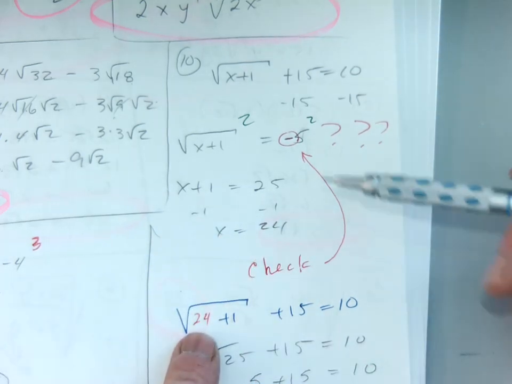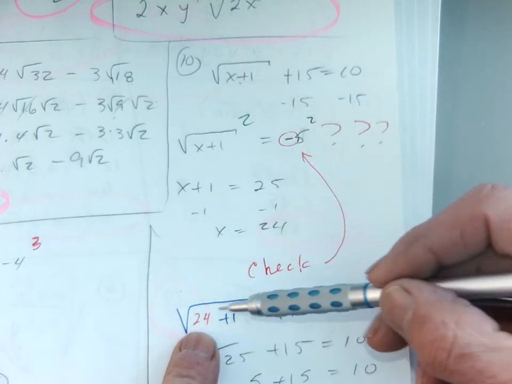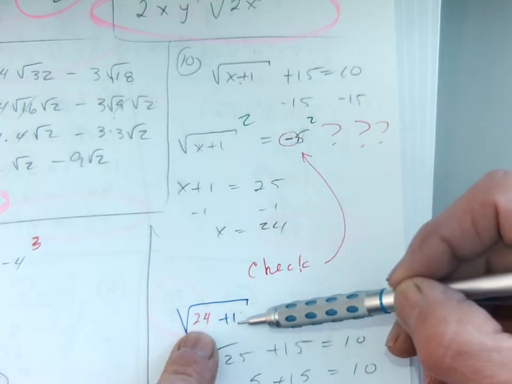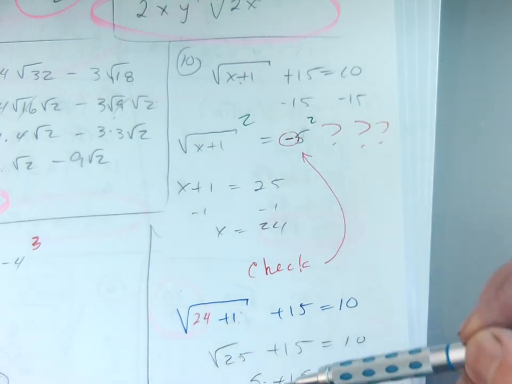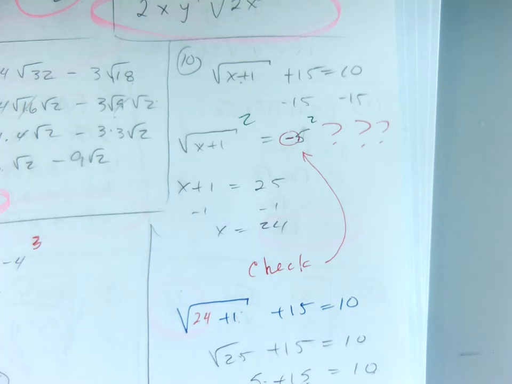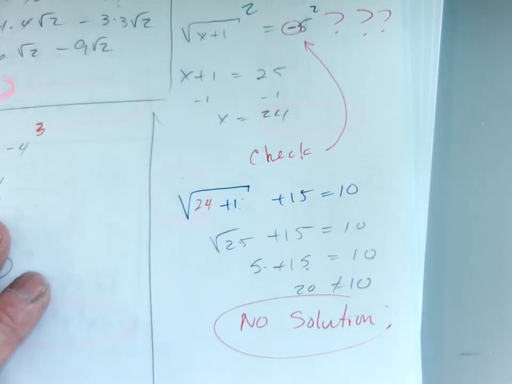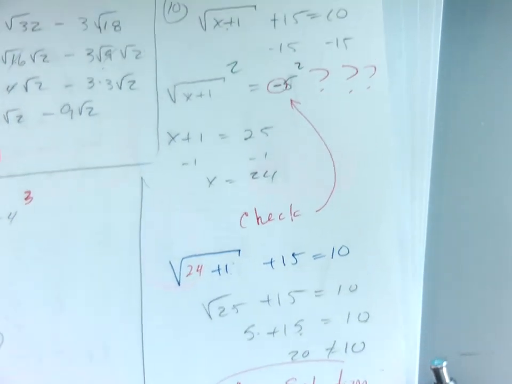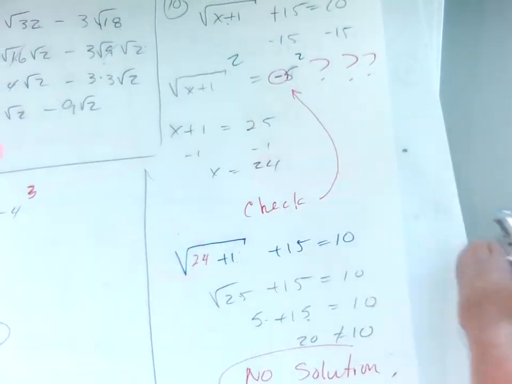So I checked it. Put the 24 back in for x. 24 + 1 is 25. Square root of 25 is 5. 5 + 15 equals 10, right? What? No, 5 + 15 does not equal 10. I knew there was no solution, but by checking it, I found out for sure there was no solution. So no solution, okay? I knew the negative was going to be bad.